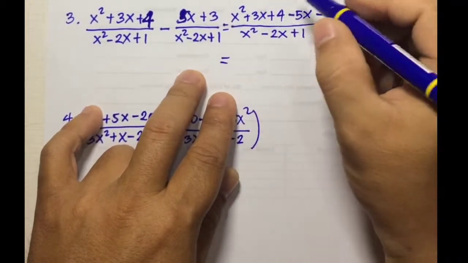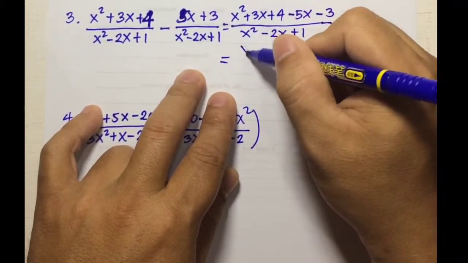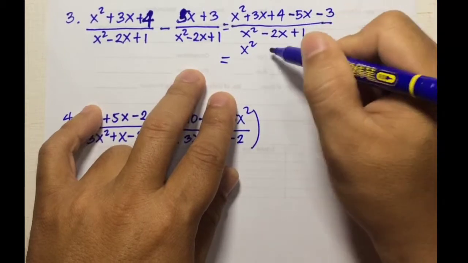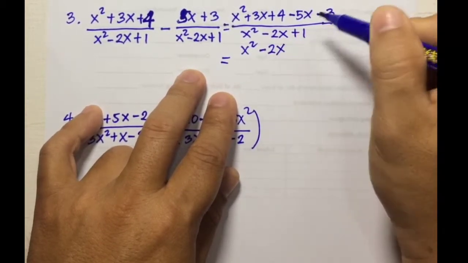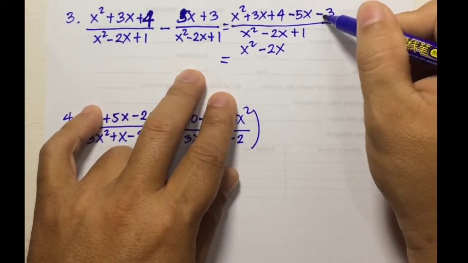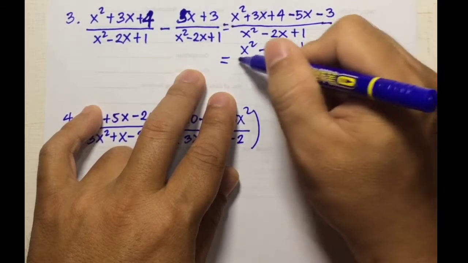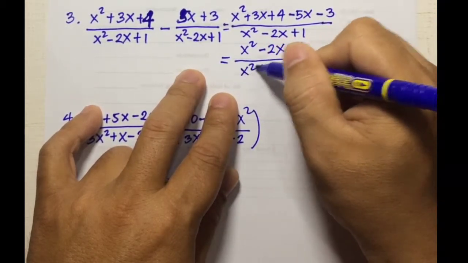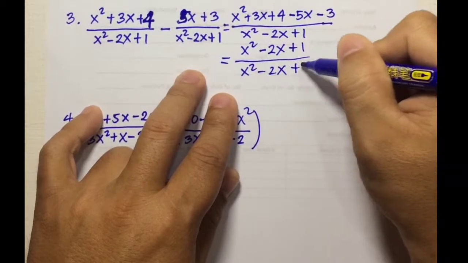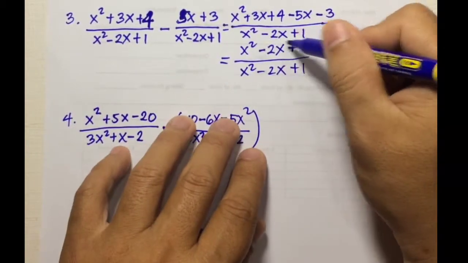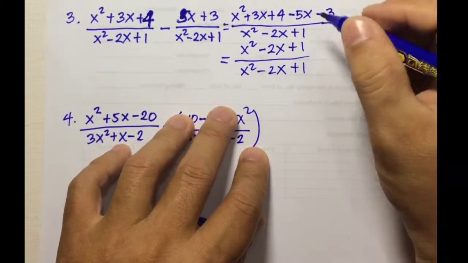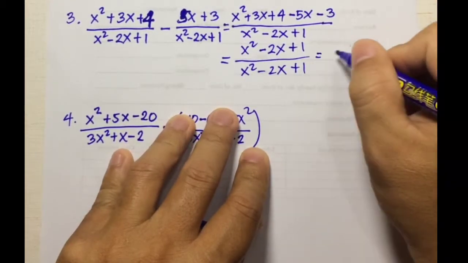Then this is equal to x squared, then 3x minus 5x is negative 2x, and 4 minus 3 is 1, so plus 1, over x squared minus 2x plus 1. So x squared minus 2x plus 1 over x squared minus 2x plus 1 is equal to 1.